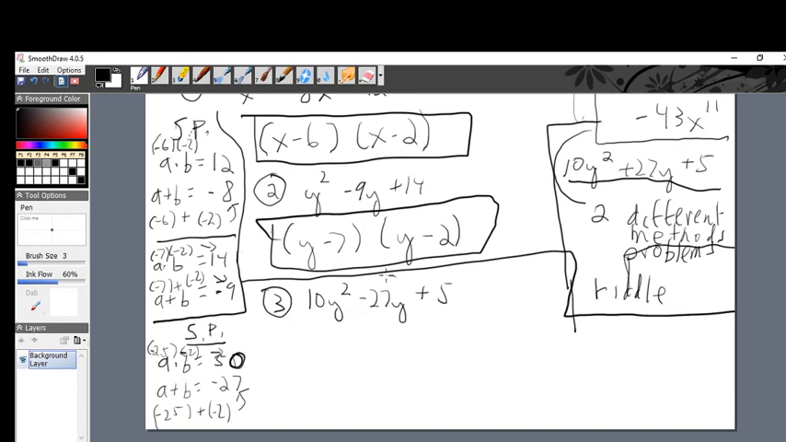I can break down negative 27 into two parts. I want to break it down into two parts. I'm going to leave the 10y squared alone. I'm going to leave the 5 alone, but I'm going to break down negative 27y. I could break it down into negative 26 and negative 1. I could break it down into negative 10 and negative 17.